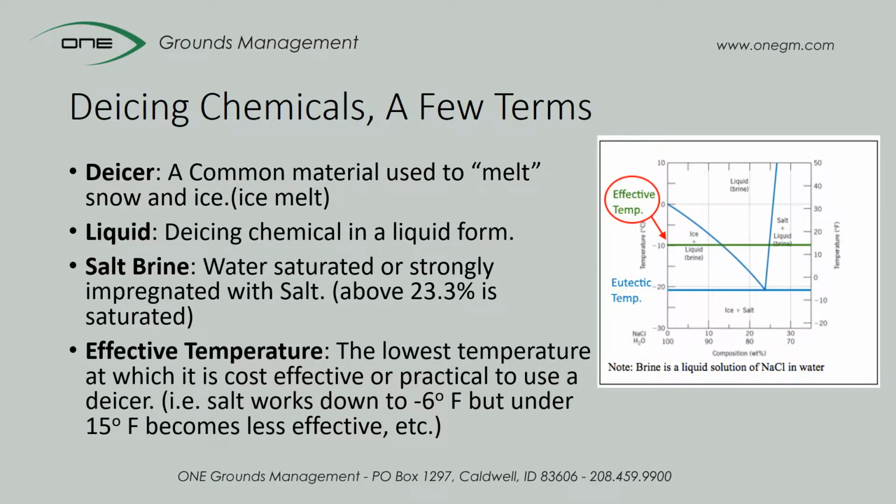Effective temperature is the lowest temperature at which it is cost-effective or practical to use a de-icer. Sodium chloride works to -6 degrees Fahrenheit, but it would take a considerable amount of material and time for it to work. The lowest effective temperature with regard to material quantity and time for sodium chloride is about 15 degrees Fahrenheit.